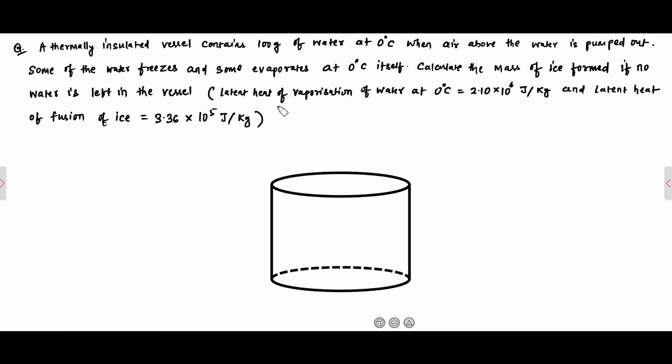So here the concept is based on latent heat, because when we think about evaporation, condensation, freezing, melting, everything happens at latent heat. Evaporation and condensation happen at the latent heat of vaporization, and freezing and melting happen at the latent heat of fusion. I have discussed it in detail in the video related to latent heat. So please watch all those videos before watching these numerical videos.